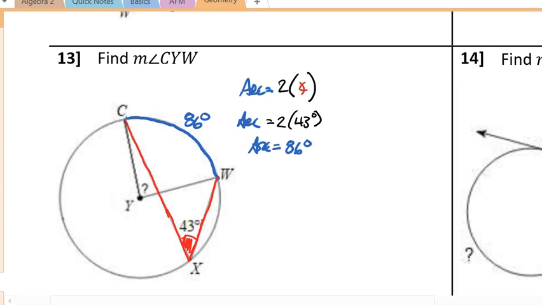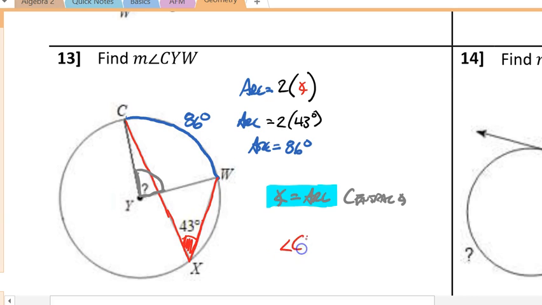Well, how does that arc relate to this angle here? Well, this is a central angle, and we know that the angle is equal to the arc for a central angle. So we know that the arc and angle measures are equal on a central angle. So that means then the angle in question, angle CYW, is also equal to 86 degrees.